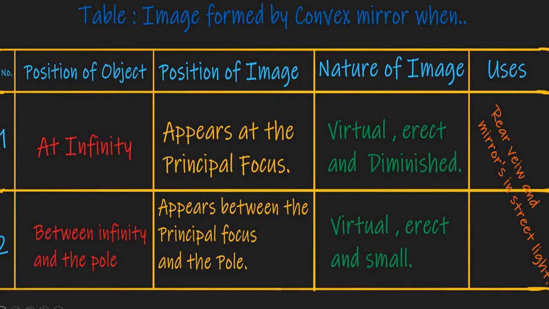To understand and remember the image formation due to convex mirror, this table will be of great use. When object is at infinity, see the first line. Position of image: image appears to have formed at the principal focus, that means inside the mirror. This image has a nature that it is virtual, erect and diminished. The second case of image formation is when object is between infinity and pole. The image forms between principal focus and pole, and the image is virtual, erect, small.